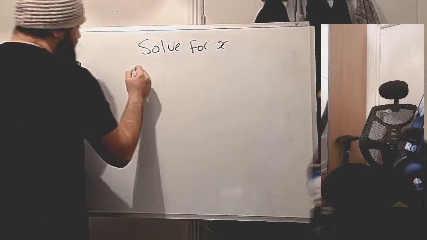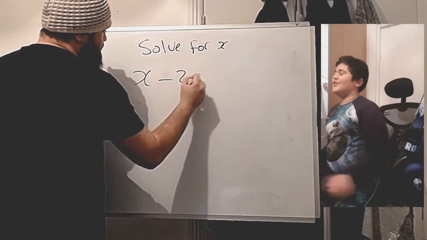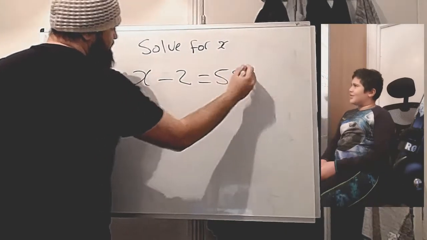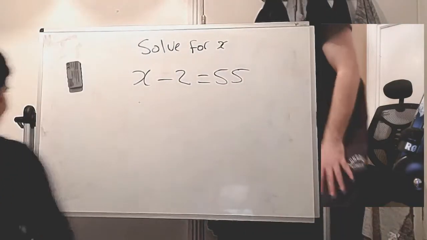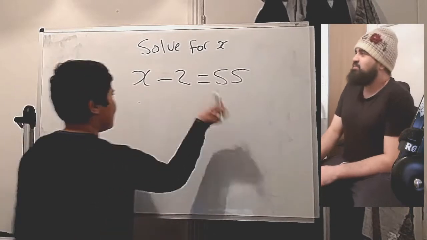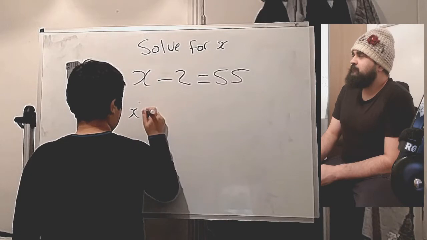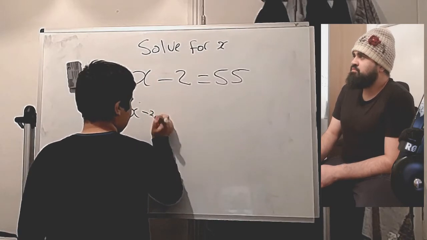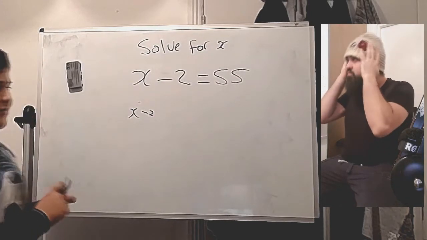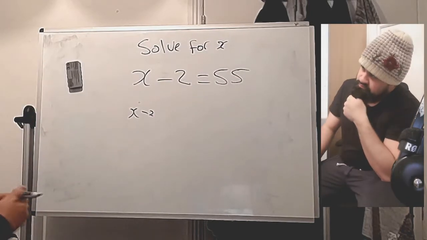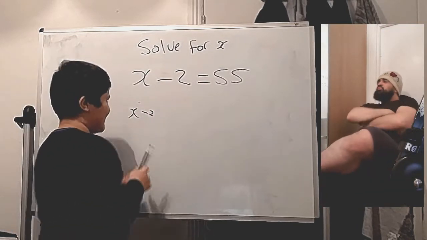One last one. I've got x minus 2 equals 55. Okay, last one and we're done. I think we can wrap this lesson up. x minus 2. Then there'll be minus 2. So hard. What are we trying to do?